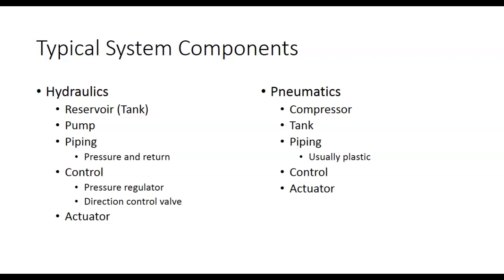Pneumatics, we have a compressor. We have a tank, which technically is called a receiver. We have piping. It's usually plastic, or metals, it can be aluminum, which is a lot cheaper. We're going to have control, and we're going to have actuators, pressure regulators, and directional control valves.